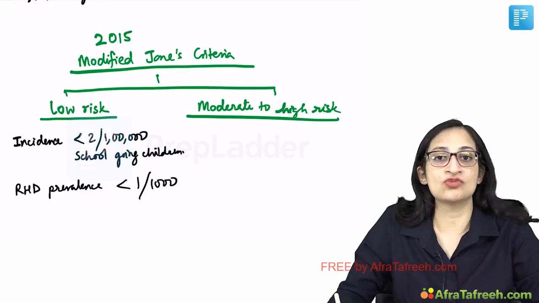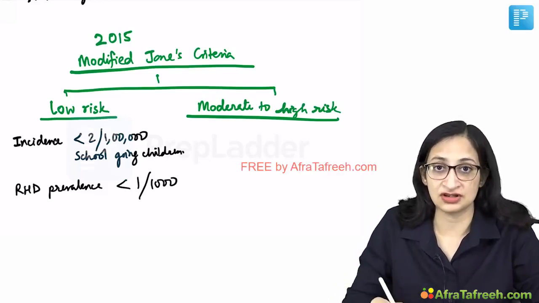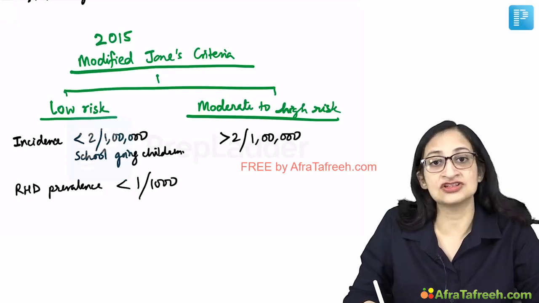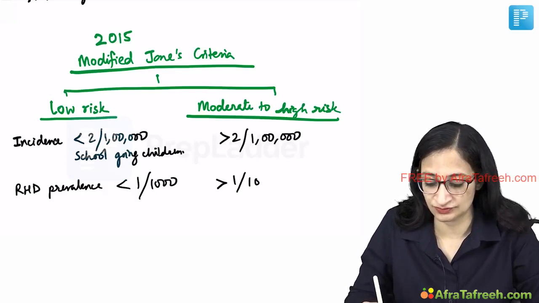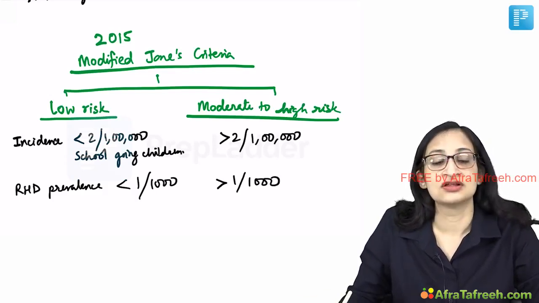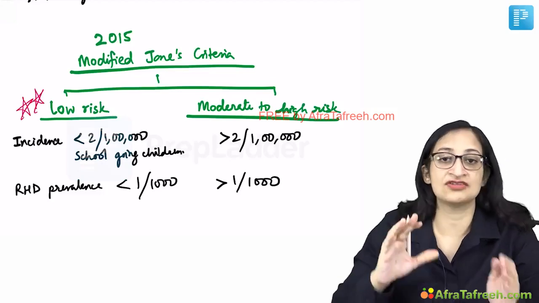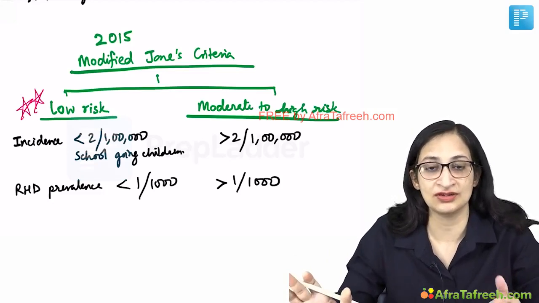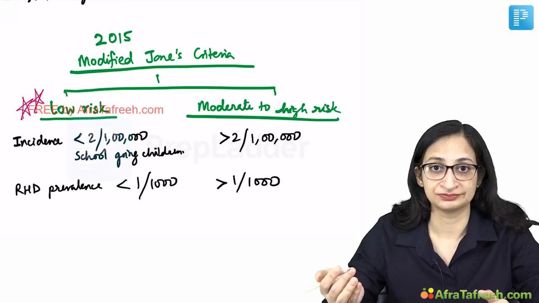While in the moderate to high risk category, the incidence of rheumatic fever is more than 2 per 1 lakh school going children, and the RHD prevalence is again more than 1 per 1000 population. So this has been the latest addition in 2015, that they have divided the entire world's population into these two categories. That is one modification in the latest criteria.